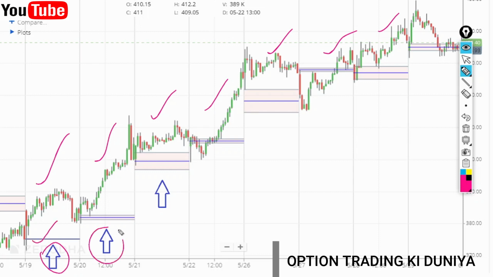In the second arrow also you can see the previous day's price range is very stable. Price is in a range. So whenever price is in a range, the next day's CPR is very narrow.